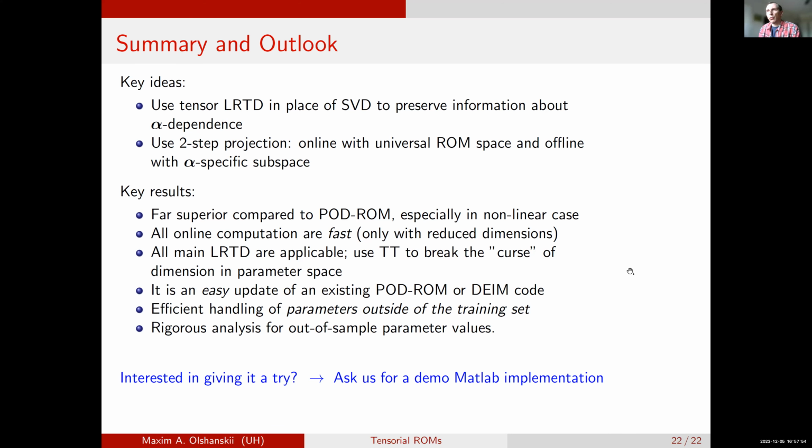Okay, orthogonality of the bases is guaranteed by 2 things. So the universal basis is orthogonal. Yes, this is guaranteed. Then, after we interpolate, we do SVD of the small matrix.